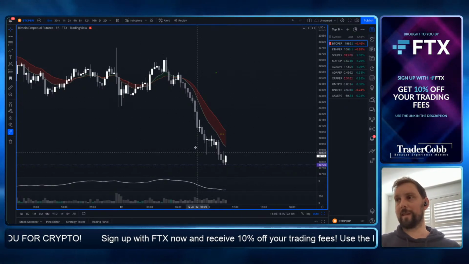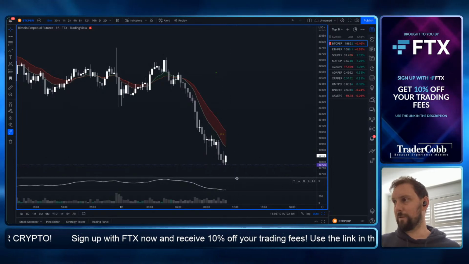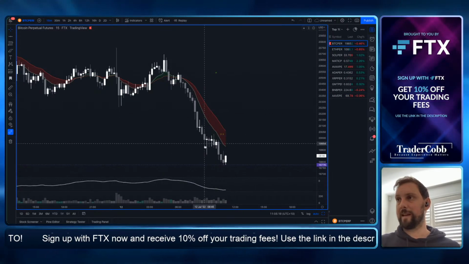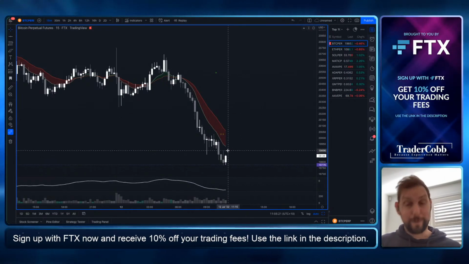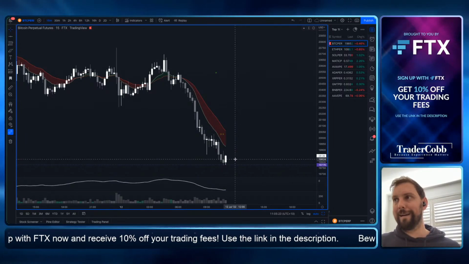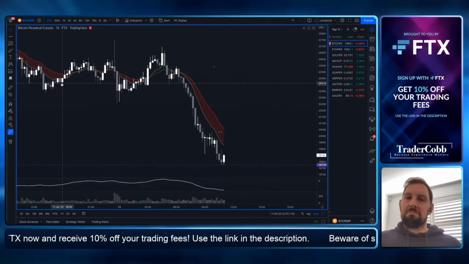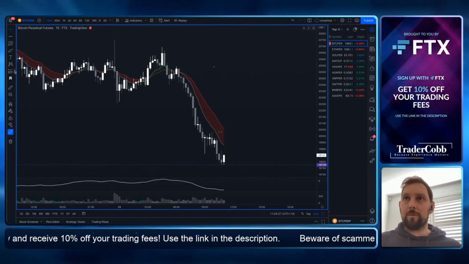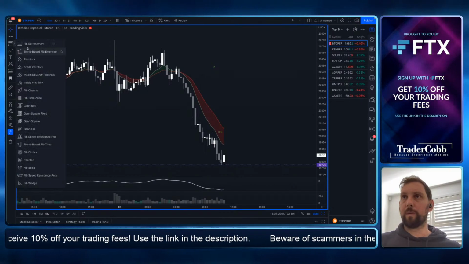Remember, everything down here moves faster. If we break this level, we could easily retest it and these moving averages could catch up and we could get a cradle trade within a matter of an hour, really. Also pop a few fibs in here.